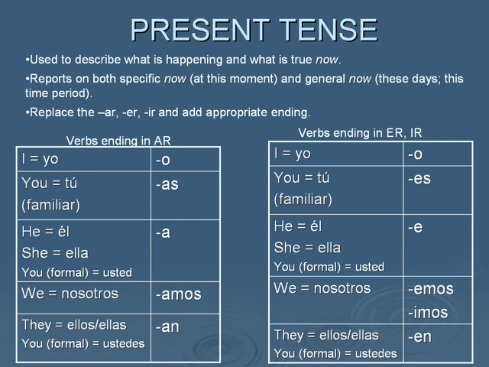Now you notice there's a couple ways you can say you. If you're familiar with the person, you use tú. If you're not familiar and it's a formal situation, you use usted. These are the verb endings for all regular verbs. There's going to be irregular verbs. They do not follow these patterns in most of these tenses.